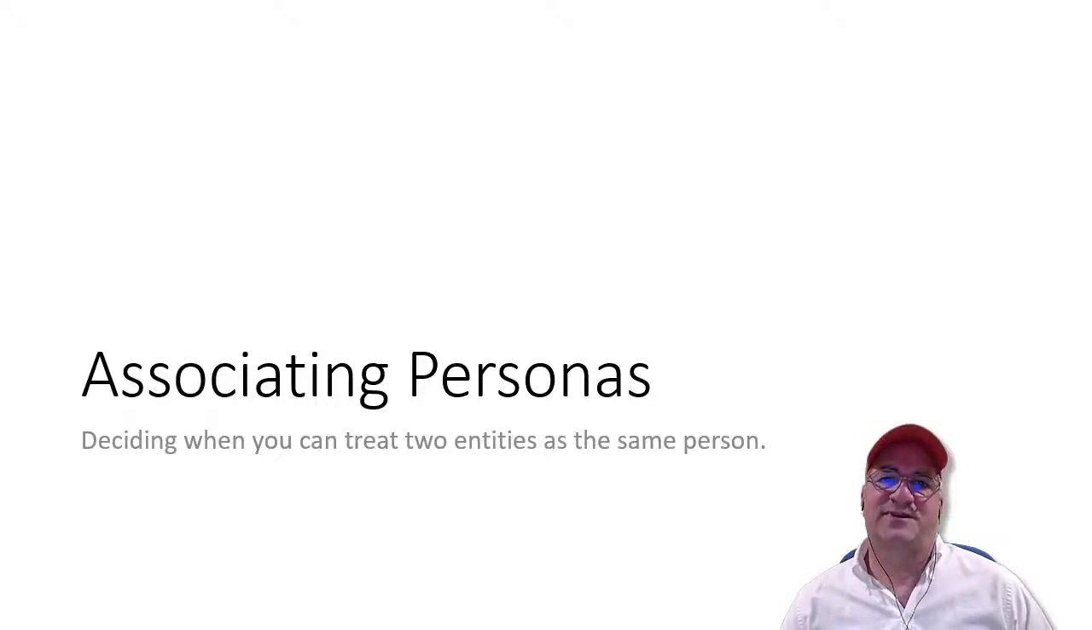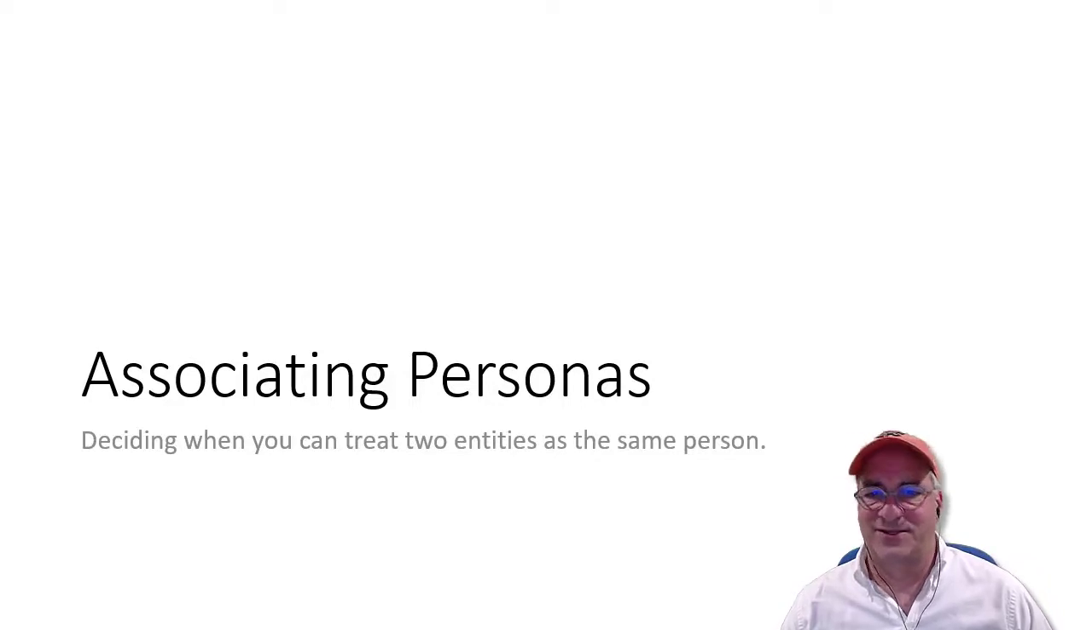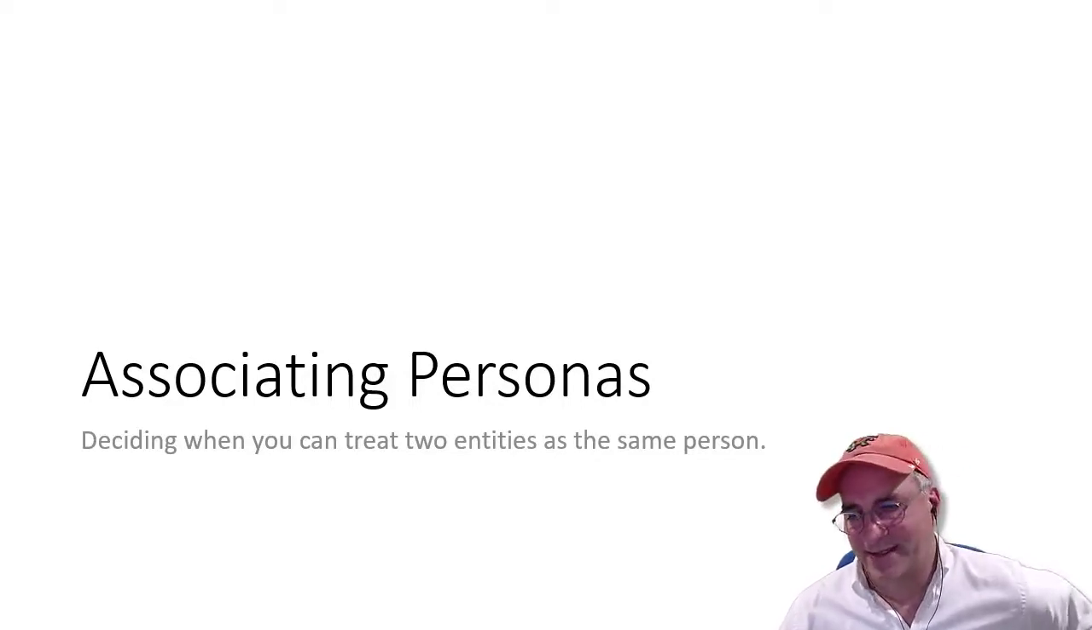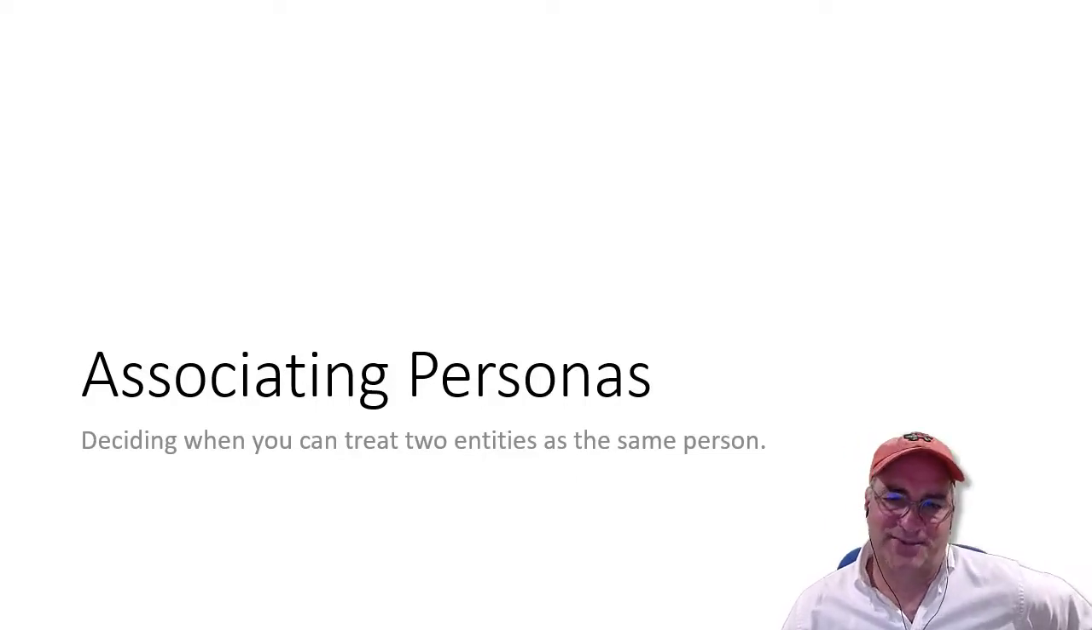So we're going to talk, previous talk was about customers and prospects and leads and all that kind of stuff, and how they're related to each other and why you need to think of them differently and that kind of thing. And now we're going to talk about associating personas.